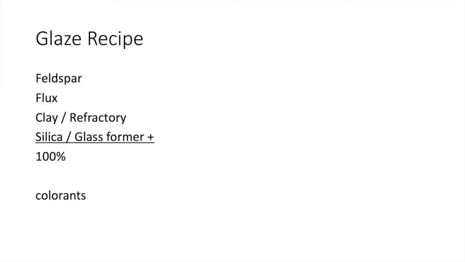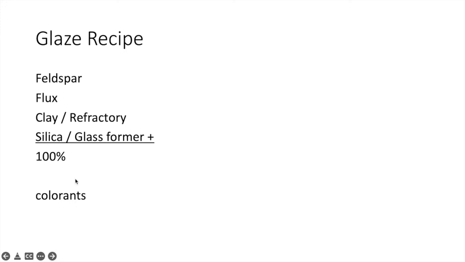So this is what a glaze recipe usually looks like. It's going to have a feldspar, and then you have your flux, your clay or refractory, your silica, glass former, and together these 4 ingredients are going to add up to 100%. Remember, the feldspar has aspects of these 3 things, so you're adjusting the feldspar using these. Together they add up to 100%, and then you add the colorant, whether that is a mason stain or an oxide or something like that.